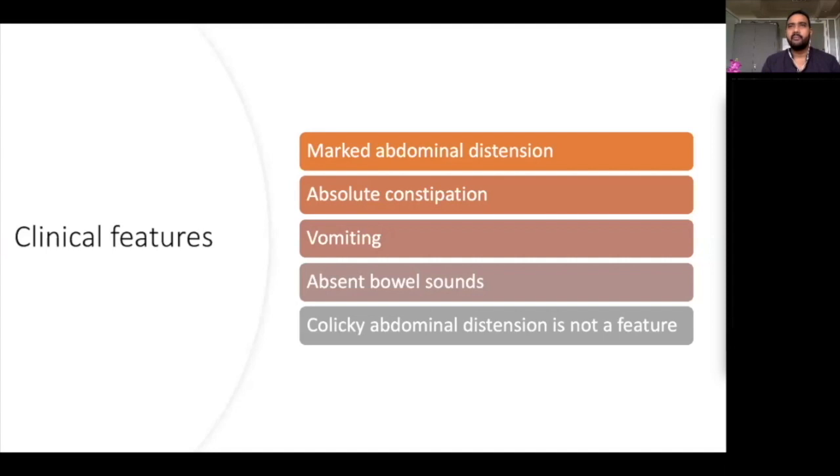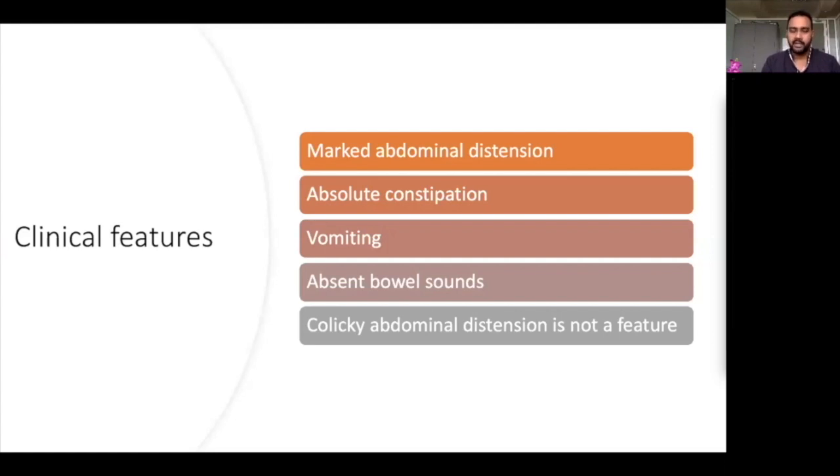Whenever there's a perforated peptic ulcer or a cholecystitis, they will have a pain, but that pain will be a continuous pain. It is not a colicky abdominal pain. So don't think that in paralytic ileus the pain is absent. No, sometimes you can have a pain, but there's no colicky abdominal pain.